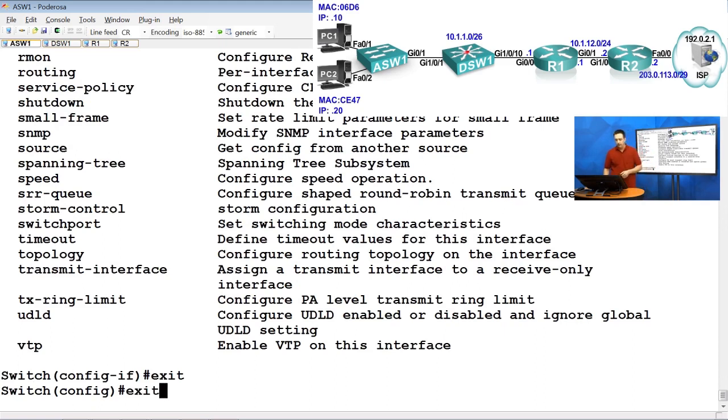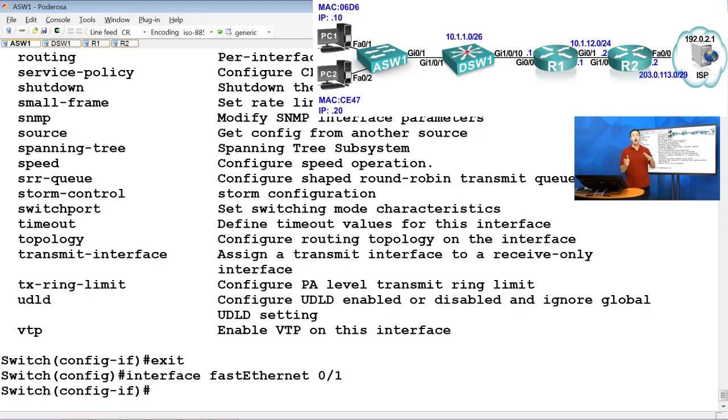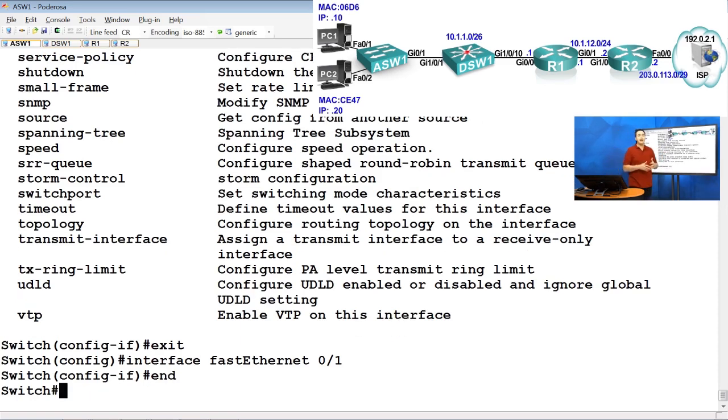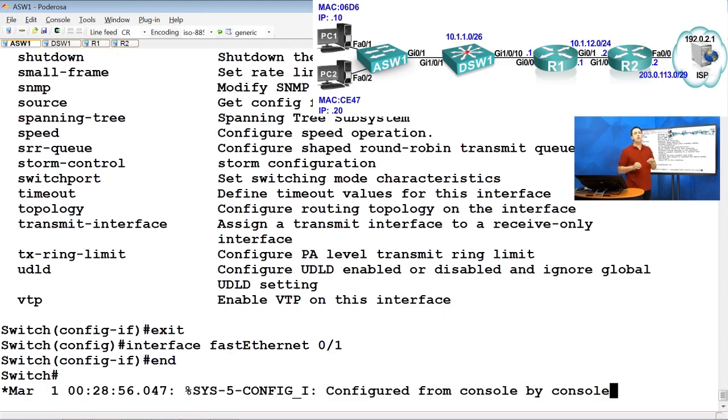Let me go back to interface configuration mode here. What if I wanted to go all the way back to privilege exec mode? Well, I could have typed in exit, exit to get back, right? Type it in multiple times, and you just keep going back up the hierarchy. But you also have the ability to type in end, END. That'll take you back to privilege exec mode no matter where you are in the hierarchy of the operating system.